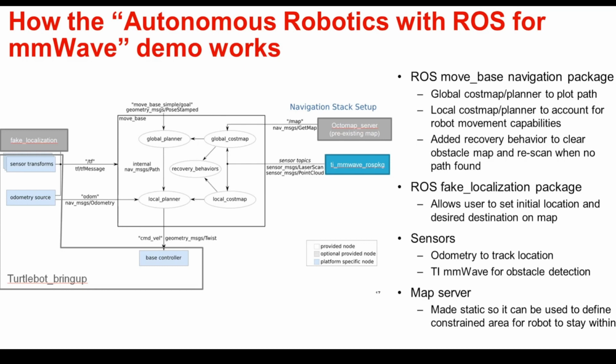RobotOS uses information from sensors in its path planning and collision avoidance. Odometry information is used to track the location of the robot to know where it's moved and its current orientation. Another sensor is used for collision avoidance. This can be various types of 3D sensors. For this lab, we have integrated the TI mmWave sensor as the 3D sensor for collision avoidance. Finally, the map server shown in the upper right was made static so that it can be used to define a constrained area for the robot to stay within for the demo.